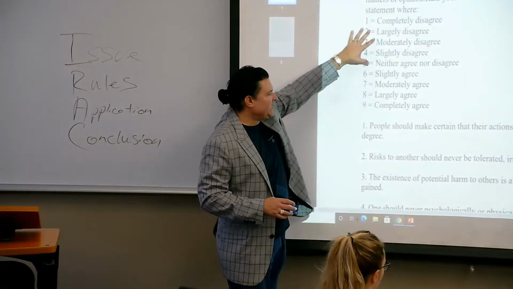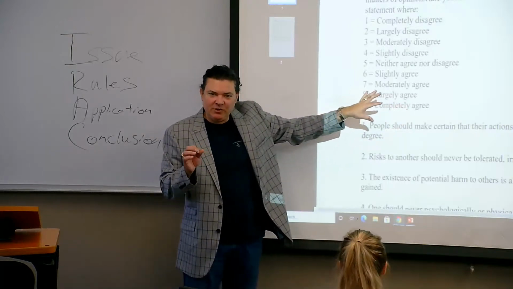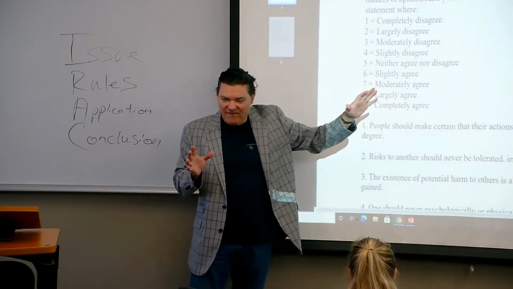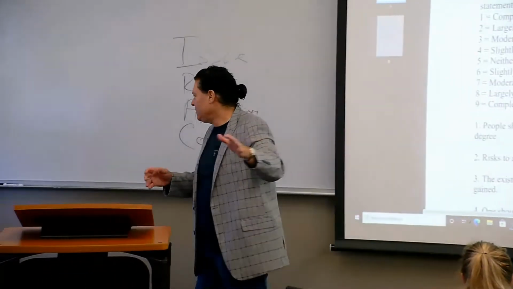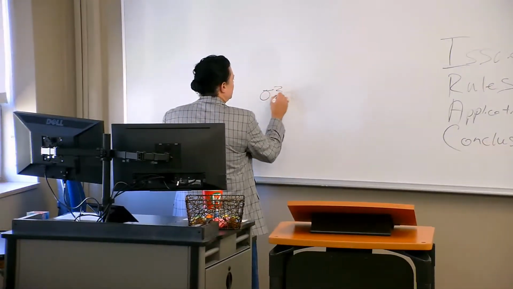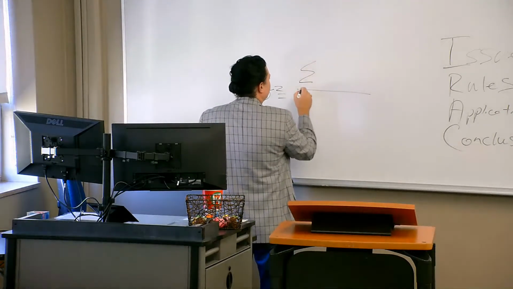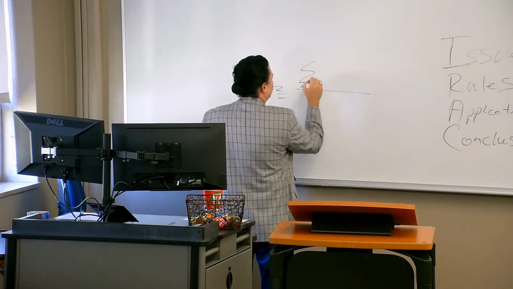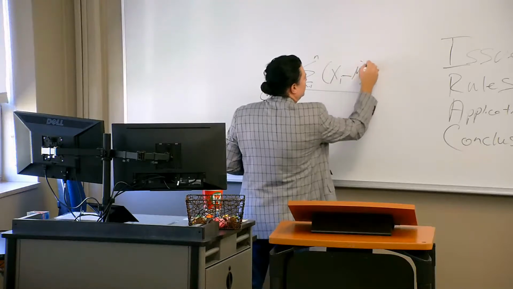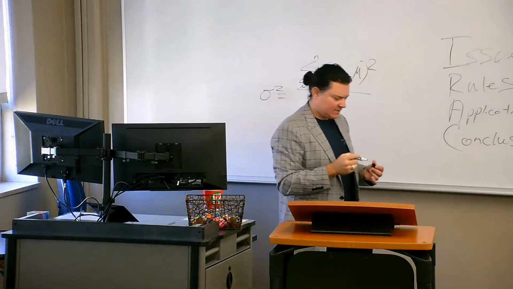I generally think that, for example, using 9 points allows for greater and greater distinction. So when you do statistical analysis, you can get greater variance. So we talked about standard deviation, sigma squared equals the sum from i equals 1 to n of (xi minus mu) squared, over n. This is the formula for variance.